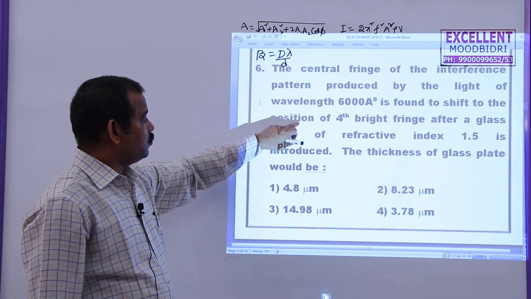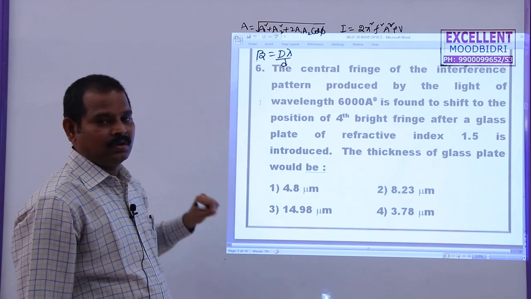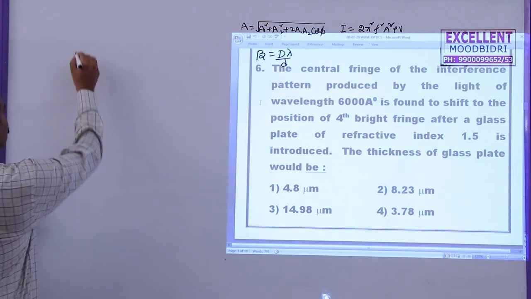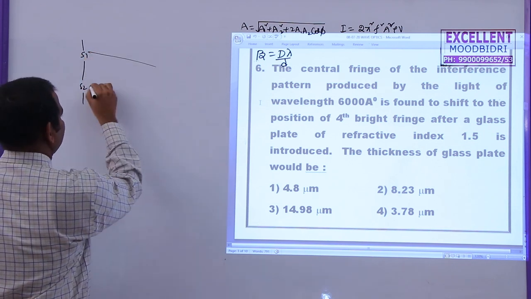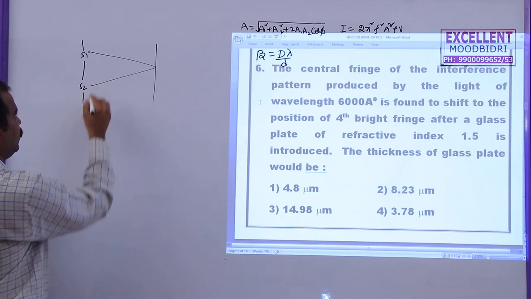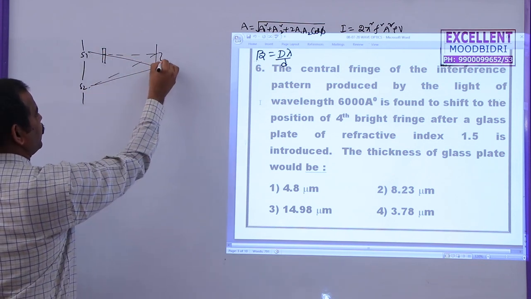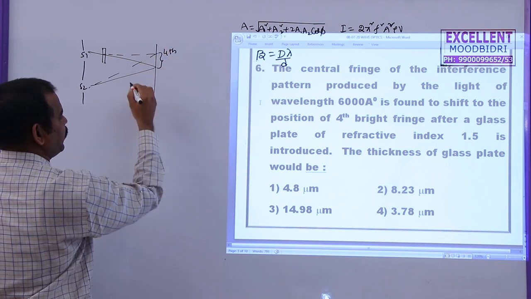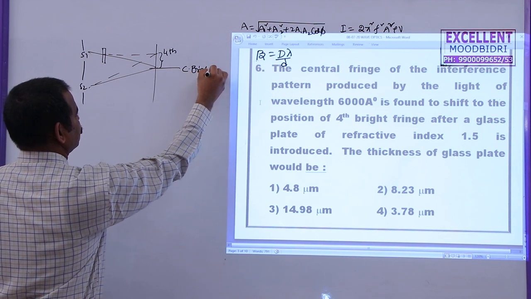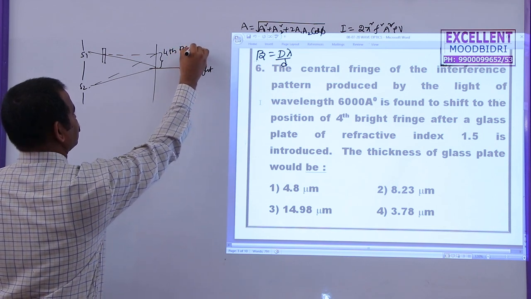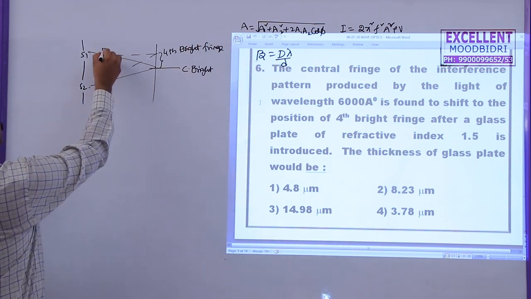shift to the position of the fourth bright fringe after a glass plate of refractive index 1.5 is introduced. The thickness of the glass plate is dash. So here this is S1, S2, and let us say this is the central maximum. Now if a glass plate is placed here, the entire pattern is shifted, to the fourth bright fringe here. This is the central bright fringe. This is the fourth bright fringe. Now, what is the thickness of the glass plate that is arranged here?